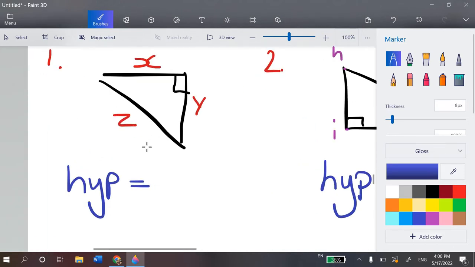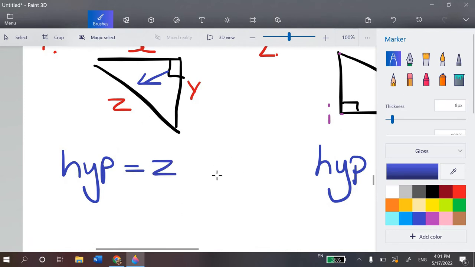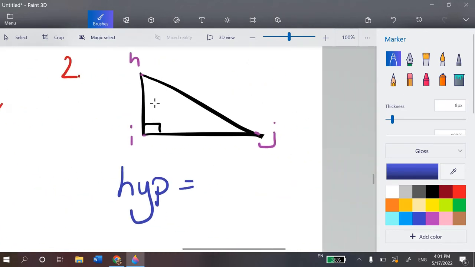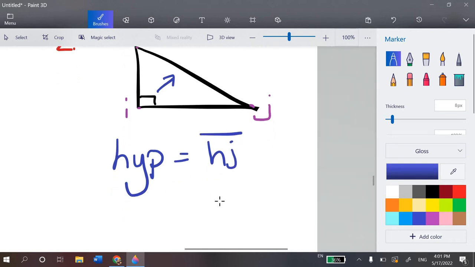So question number 1. The way I will always go is in the same way. I won't look for the longest line, I will look opposite the 90-degree angle. Opposite the 90-degree angle here, we've got Z. Z is our hypotenuse for question 1. Question 2, again, opposite 90 degrees, we've got this line here, which will be called either HJ or JH. Either of these is fine.